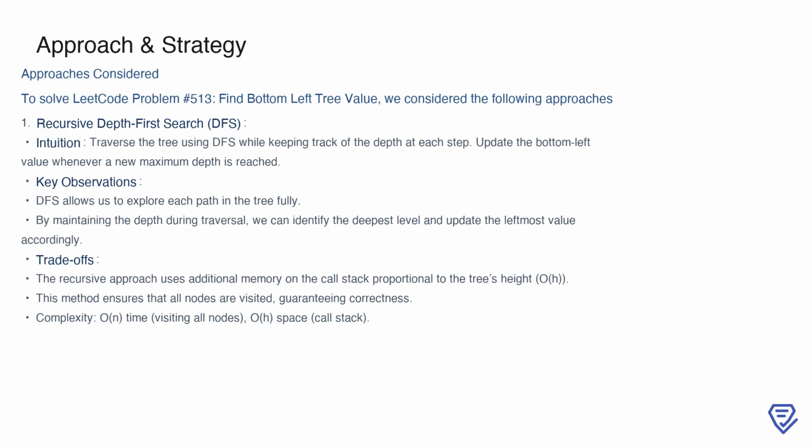DFS is particularly useful because it allows us to fully explore each path in the tree systematically. By maintaining the depth during traversal, we can confidently identify the deepest level and its leftmost node. However, this approach comes with some trade-offs. Since recursion is used, the call stack requires extra memory proportional to the height of the tree, which is O(h). Despite this, the recursive DFS guarantees that all nodes are visited, making it a sound choice with a time complexity of O(n) and a space complexity of O(h).